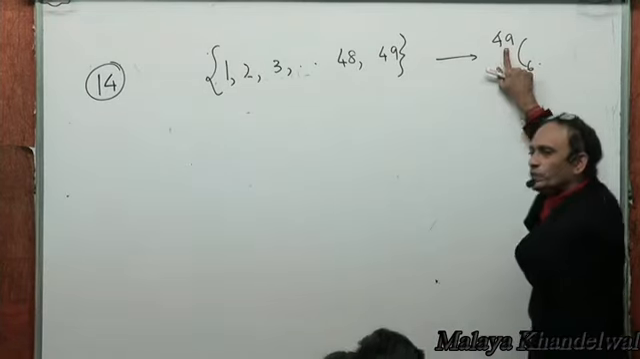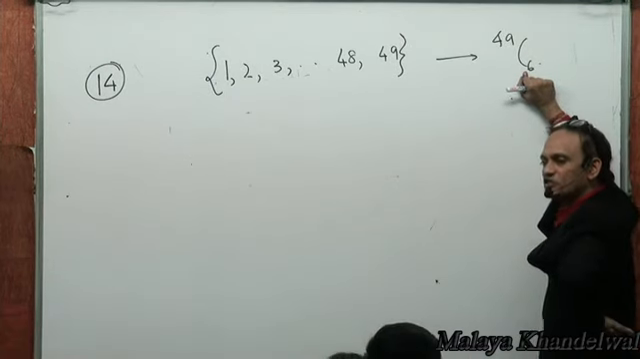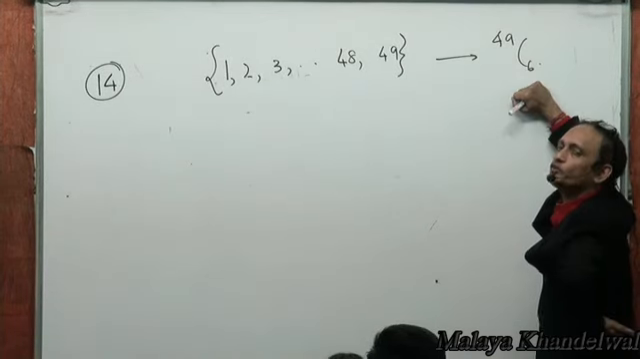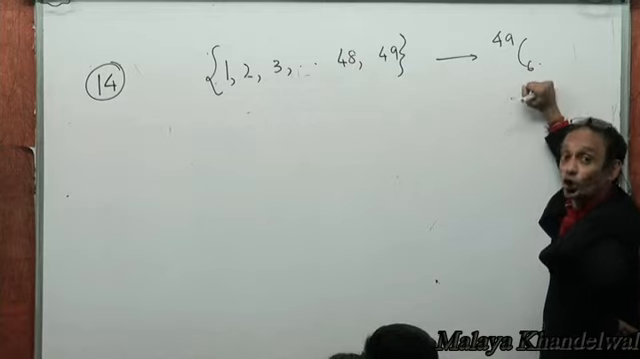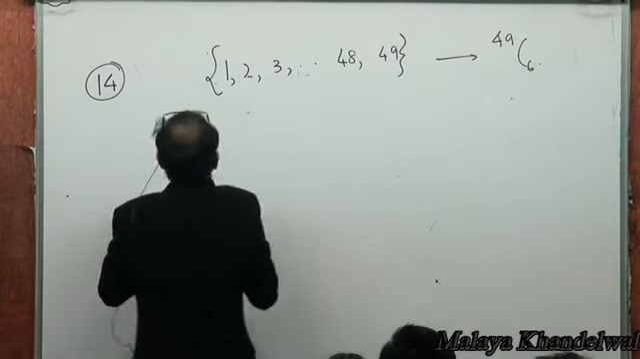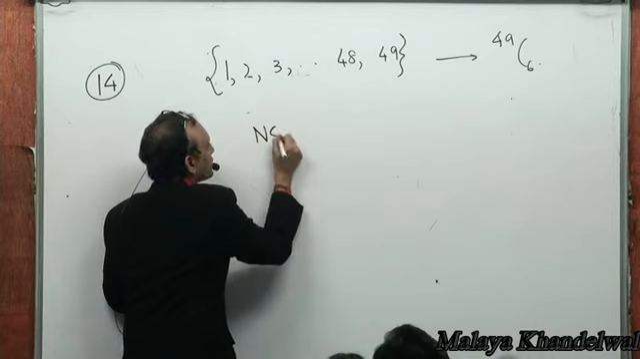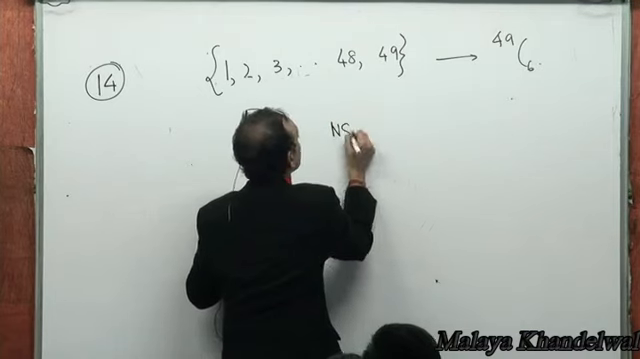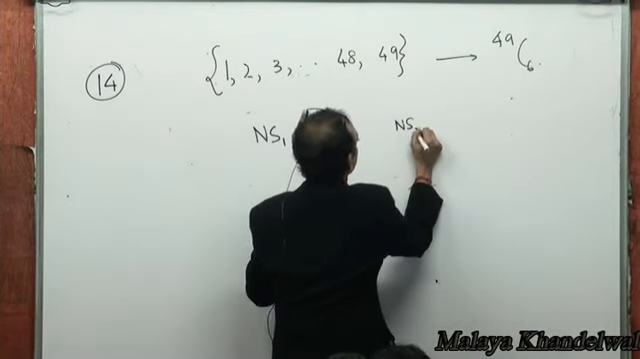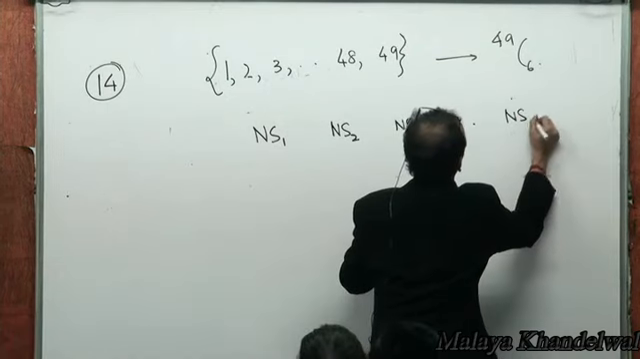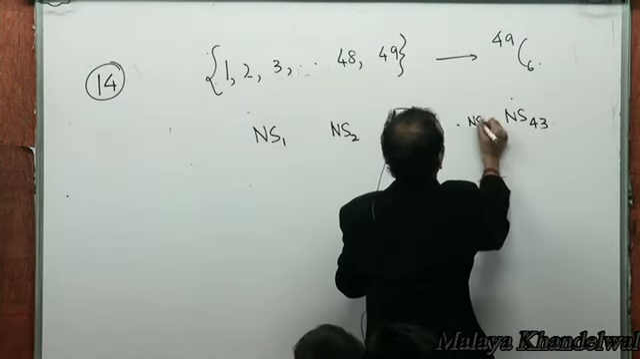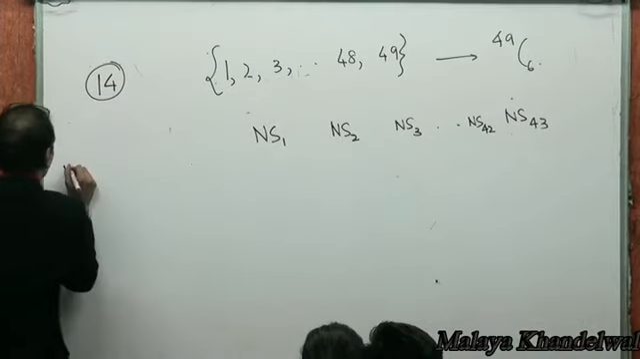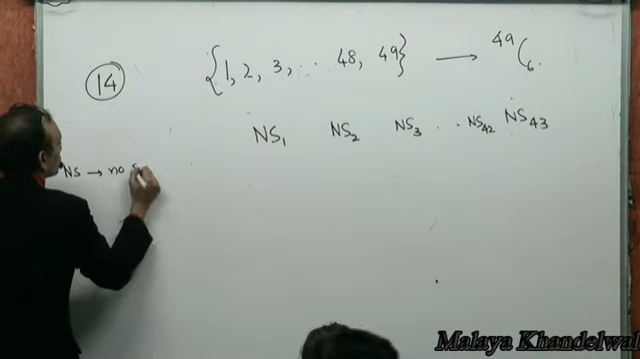So from 49, we can select in all 49 C 6 ways. 6 can be selected in 49 C 6 ways. So if we are selecting 6, how many are we not selecting? 43 we are not selecting, right? So NS1 is one non-selected entity. NS2 is the second non-selected entity. NS3 the third non-selected entity, up to NS43. These are the 43 non-selected entities.